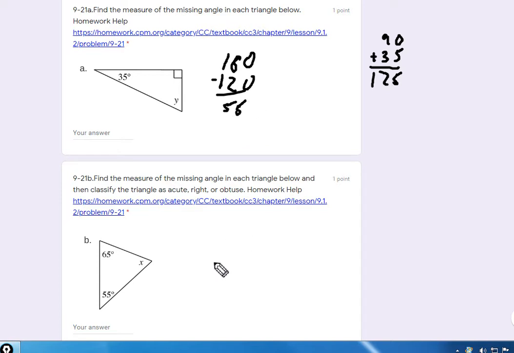The next one's very similar. Again, remembering that we have to add up to 180 degrees. So 65 and 55 add up to 120. So we have to subtract from 180, and that's going to leave me with 60 degrees. So x equals 60.